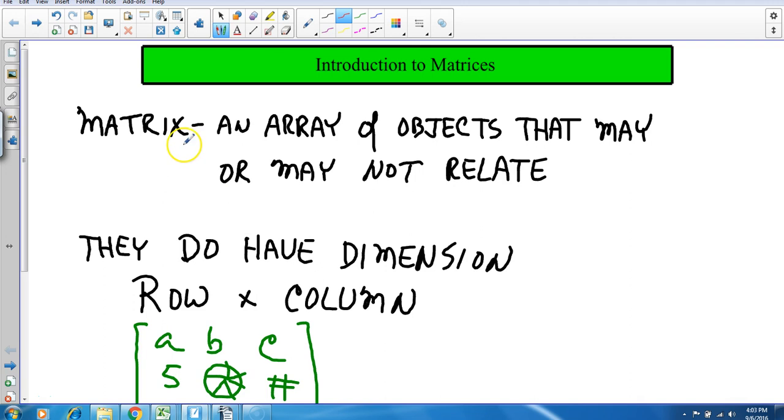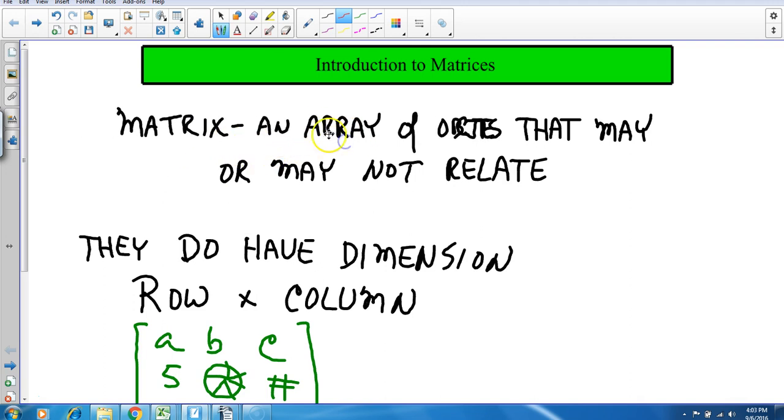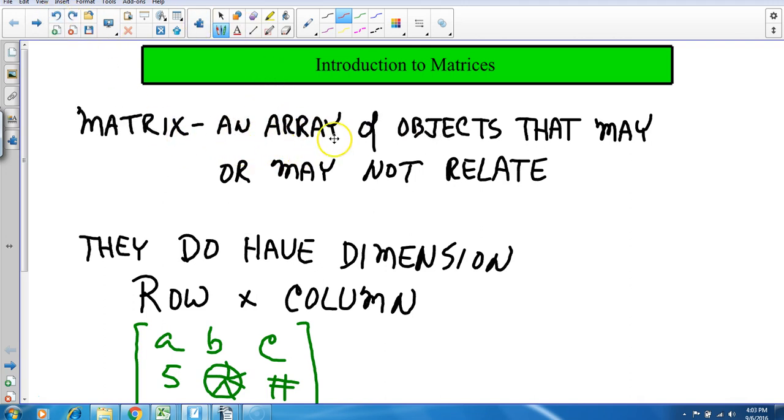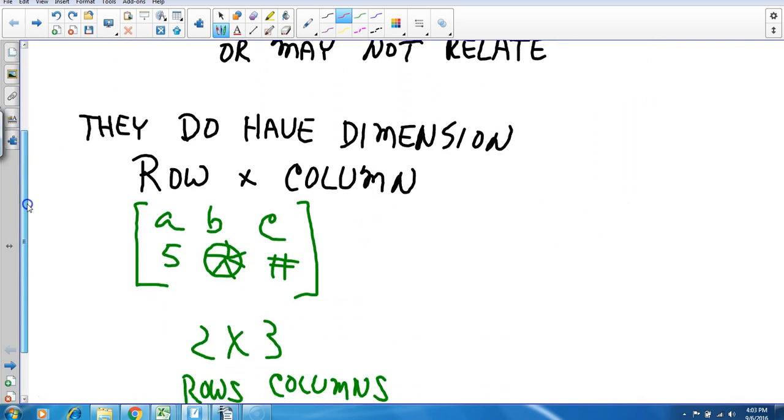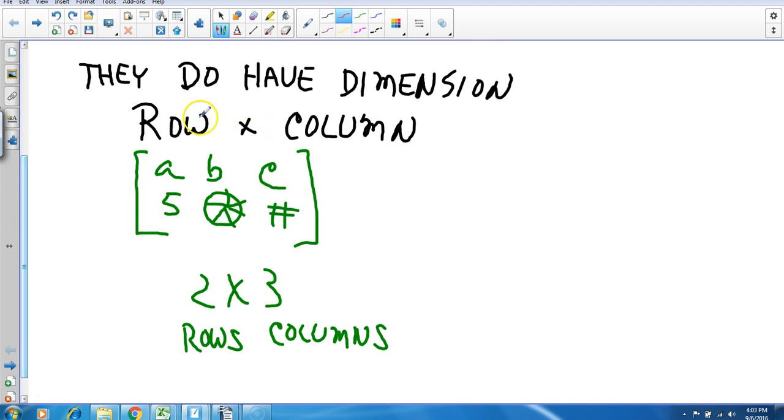So first and foremost, a matrix is just an array or a collection of objects that may or may not be related to one another. All right, they have dimensions, and when we list a matrix, we list it rows by columns. So we would say a 2 by 3 matrix.